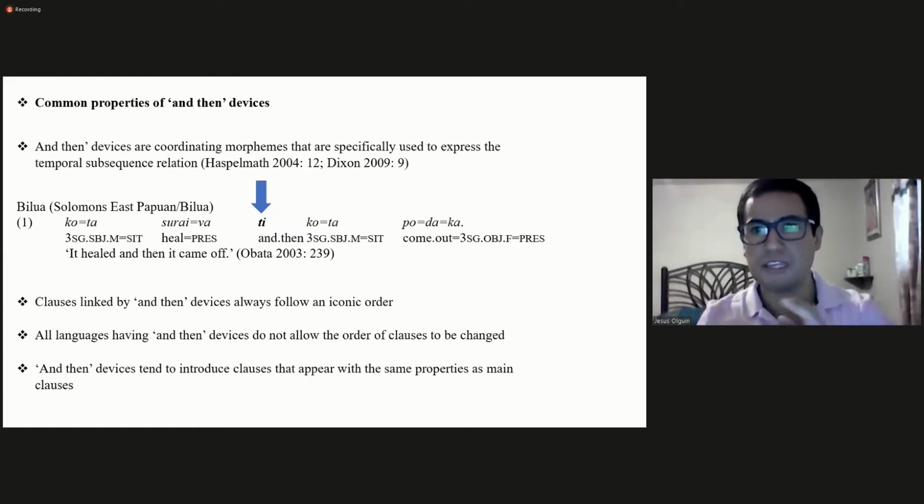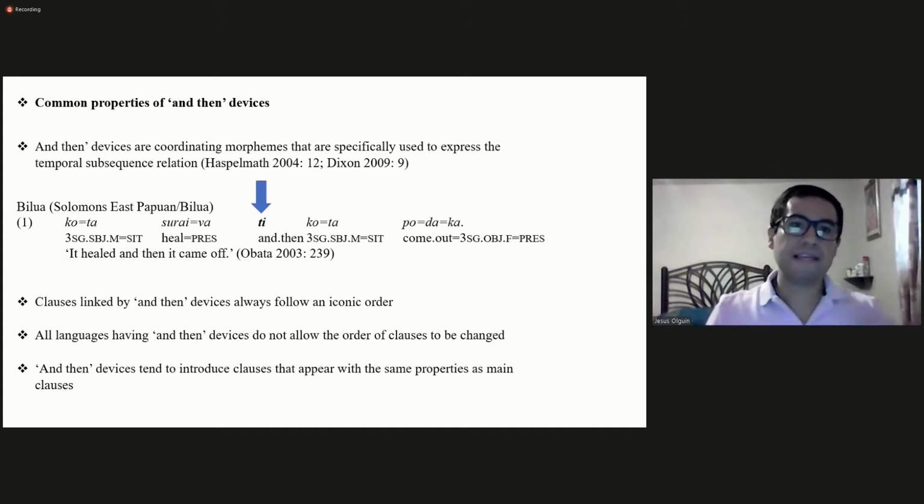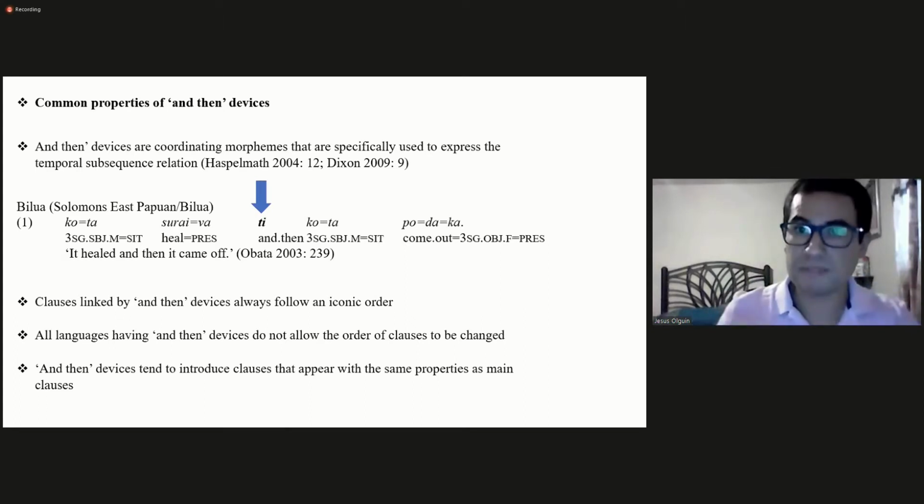Before getting started with the diachronic sources of and then devices, it is very important to bring to your attention the following typological properties of and then devices. So what are and then devices? And then devices are coordinating morphemes that are specifically used to express temporal subsequence, as can be observed in the example in 1 from Bilua. So we have this T.